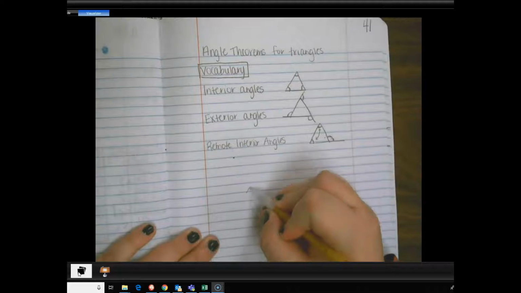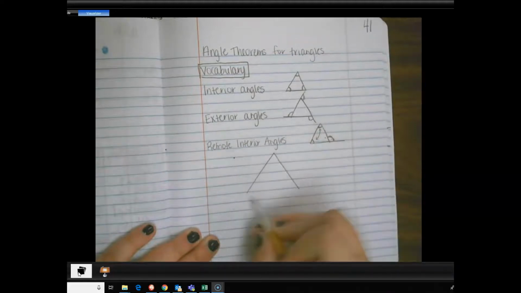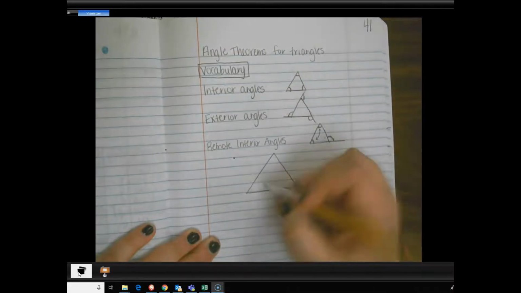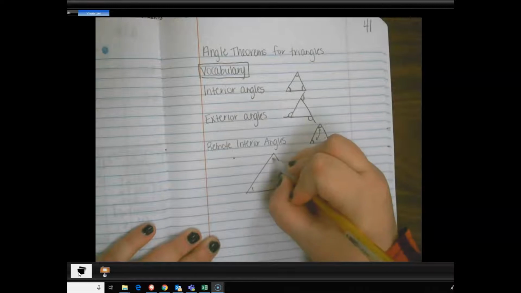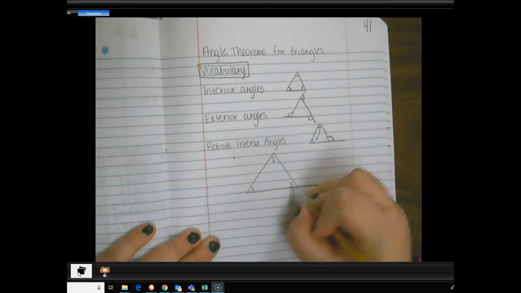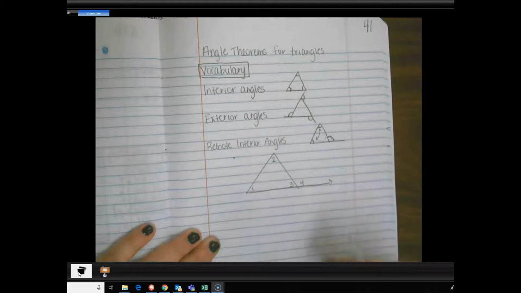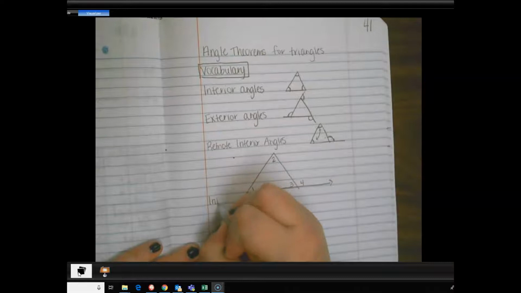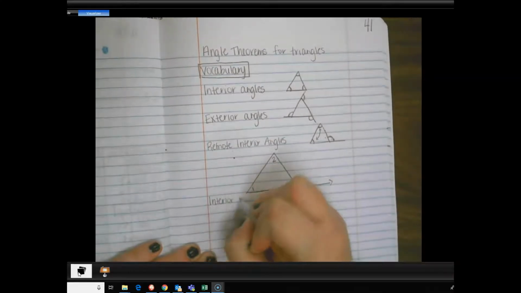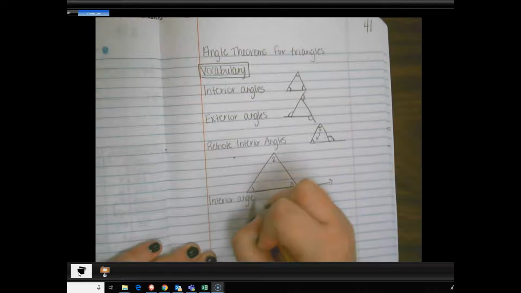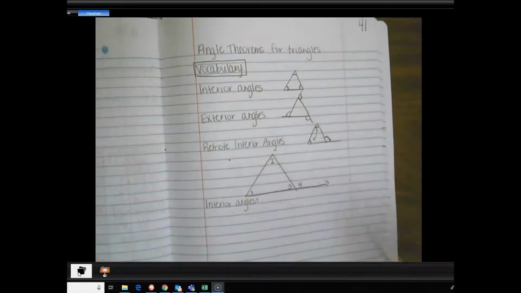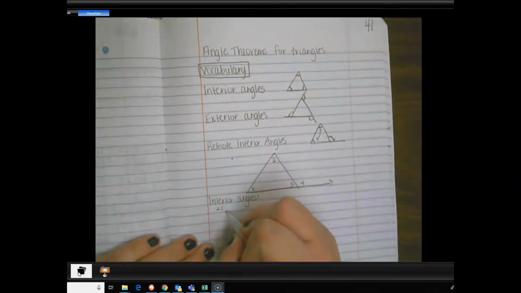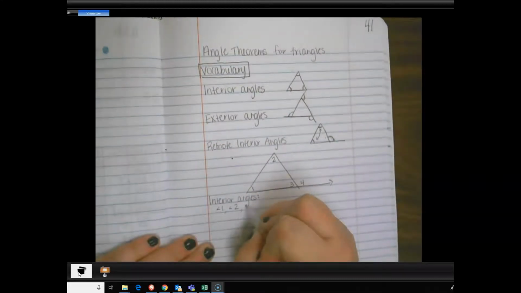So we're going to draw a bigger version of this triangle. Extend that line out. And I'm actually going to number these angles. So I have angle 1, angle 2, angle 3, and angle 4 here. All right, so we have our interior angles. So we're going to list our interior angles. Remember, interior means they are on the inside. So our interior angles are going to be angle 1, angle 2, and angle 3.